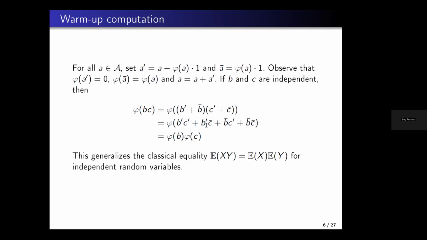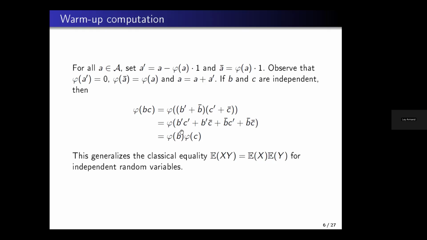For the second term, phi of b prime c bar is equal to phi of c bar times phi of b prime, just because c bar is a scalar. And phi of b prime is equal to 0. So the second term is also vanishing. The third term is also vanishing. So you are left with phi of b bar c bar, which is equal to phi of b bar times phi of c bar, which equals phi of b times phi of c. So at the end, you prove the equality phi of bc is equal to phi of b times phi of c.